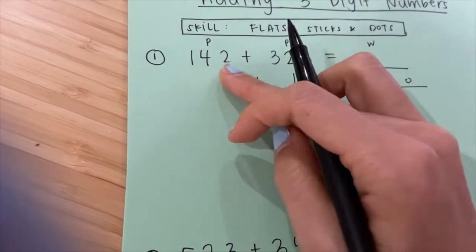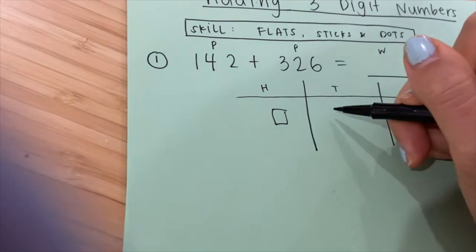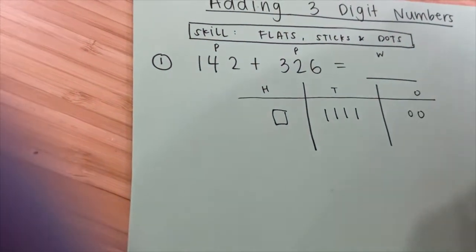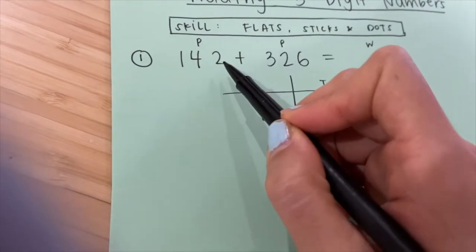The first number I'm going to draw is 142. So I'm going to draw 1 flat, 4 sticks, 1, 2, 3, 4, and 2 ones, because in the number 142, there's 1 hundred, 4 tens, and 2 ones.